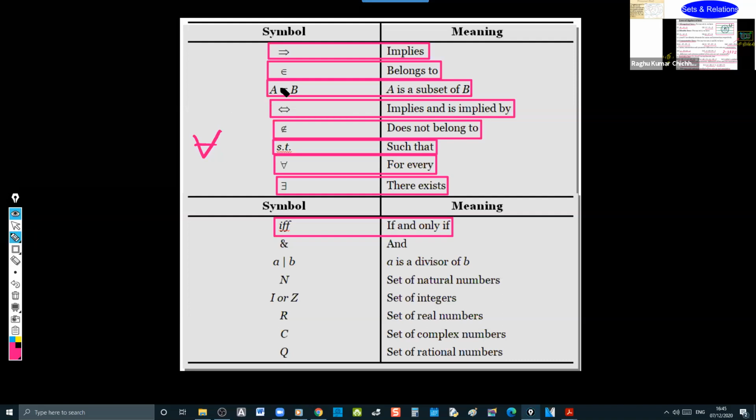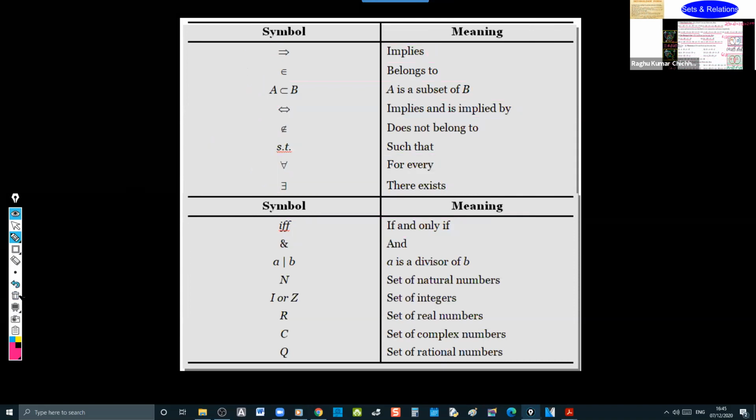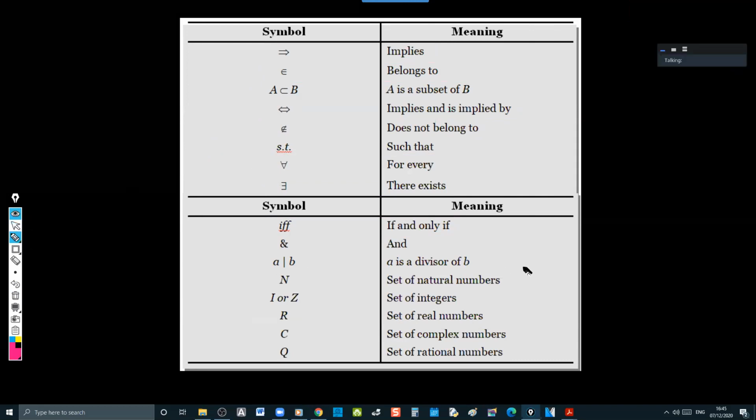You remember this mainly. What are they? This one is the symbol for belongs to. This one, implies, is frequently used. And this is subset, which we'll be learning anyway. It is implies and implied by. It is does not belong to. It is such that. It is for every. This is there exists. Remember that. If you want to store it, take a screenshot of it, both of you, and store it in a comfortable folder.